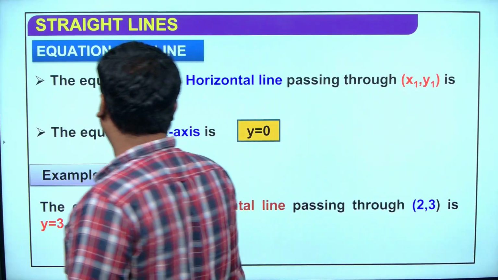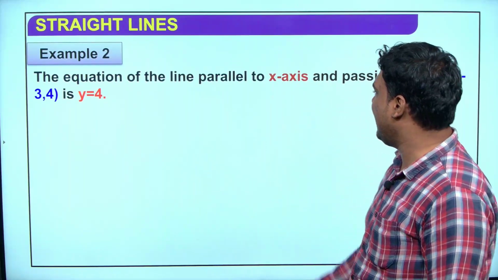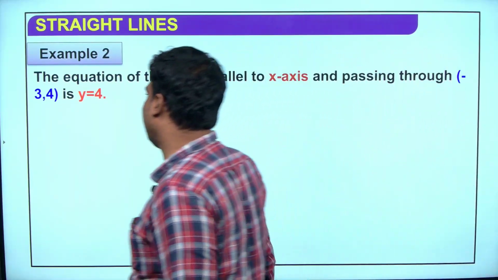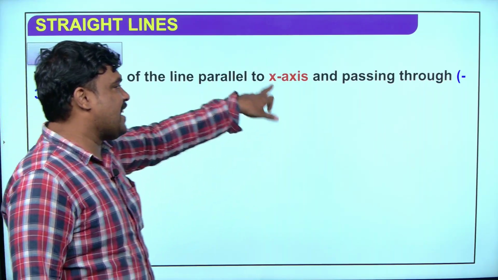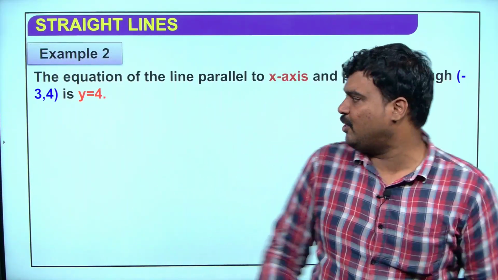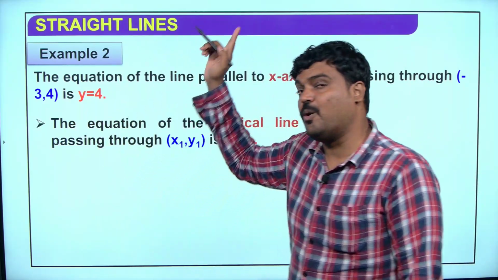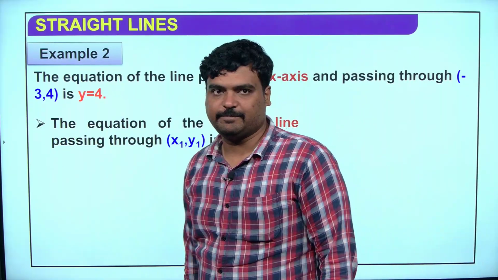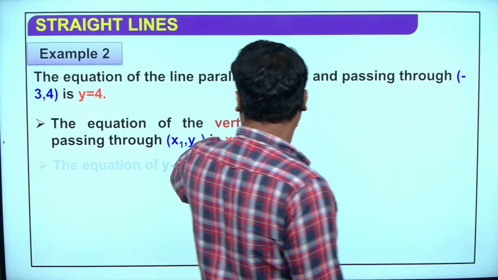So next is example 2. As I told, the same question is coming. The equation of the line parallel to x-axis and passing through the point -3 comma 4. Since it is parallel to x-axis, what do we write? Y equal to, and I want to write the y value. What is the y value? 4. Okay. I hope you got it right.